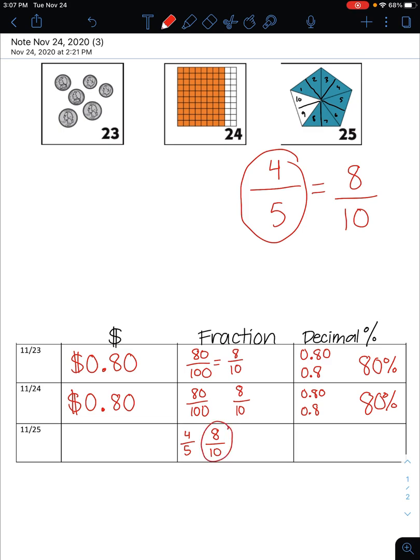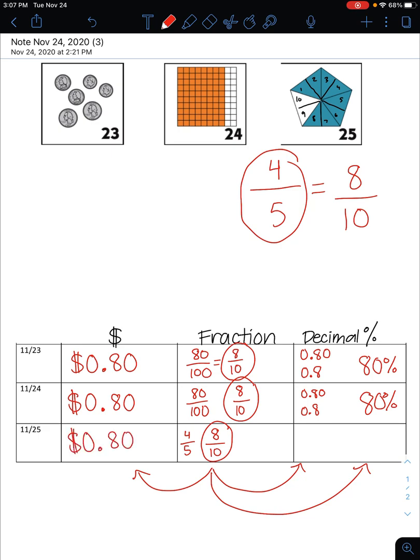Knowing that 8/10 is a fraction format for all three of these values, that tells me that my money format, my decimal format, and my percentage format are going to be the same. 80 cents, 0.8 or 0.80, and 80%. Record these in your entries for November 23rd, 24th, and 25th, and submit a picture to Schoology.